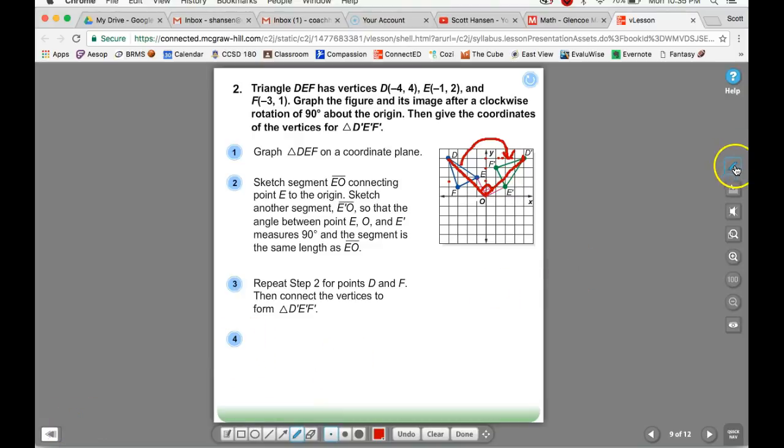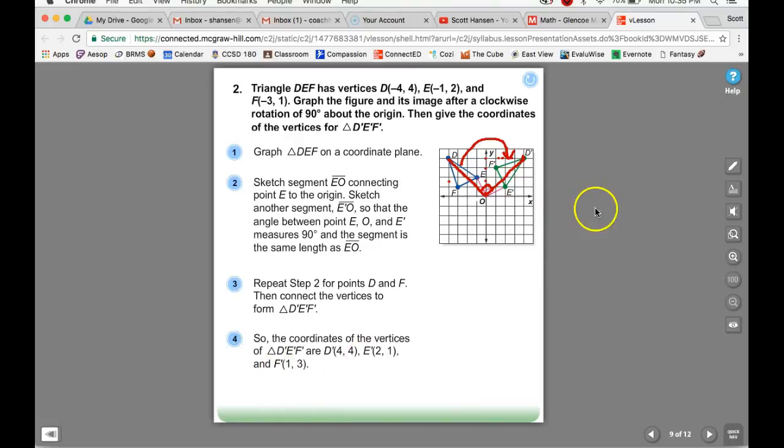Oh, we forgot to label the points, didn't we? So let's do that. The new coordinates. That's probably the easiest part after you have done all of the drawing. It's identifying the coordinates. So you've got D prime is 4, 4, E prime is 2, 1, and F prime is 1, 3. So there you have it.